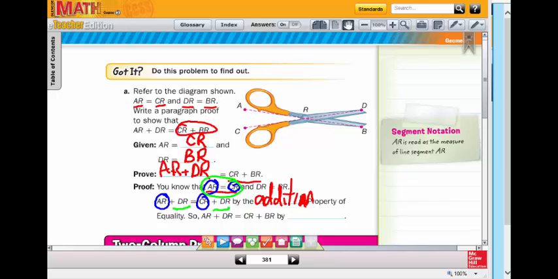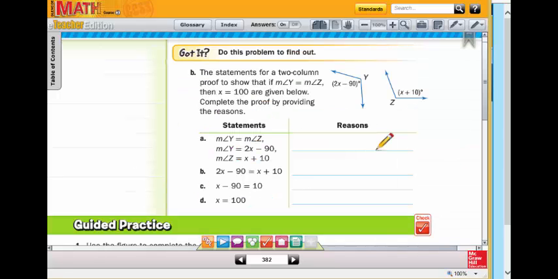And then lastly we have, so AR plus DR equals CR plus BR. Now notice that we've now suddenly changed DR here to BR here. And that is by what? We can go back here and see that DR equals BR was given, and we can do this by substitution. Now let's take a look at letter B.